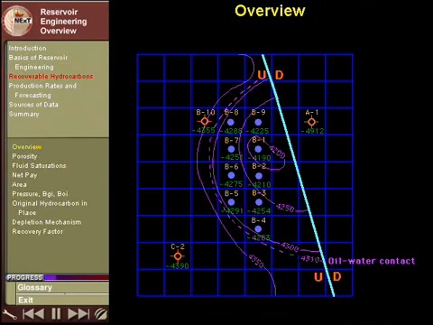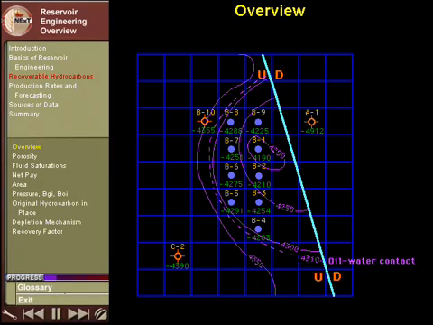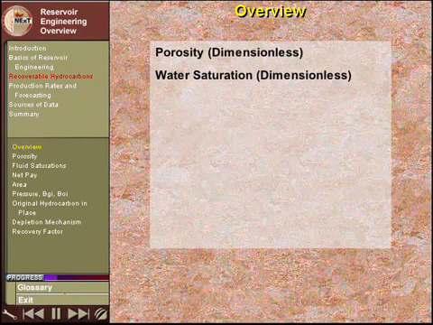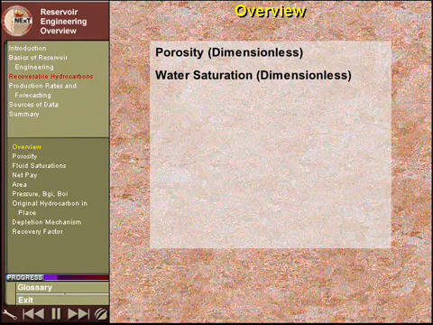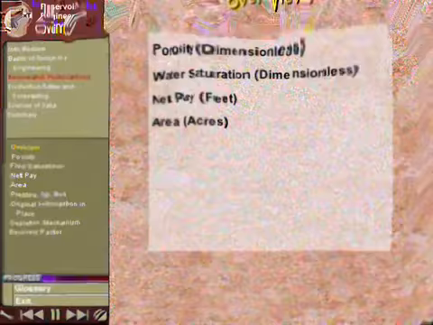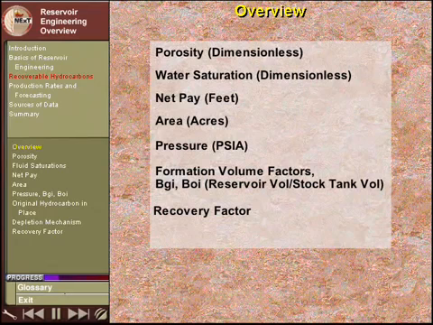As part of creating an overall development plan for a field, recoverable oil and/or gas reserves must be estimated in each reservoir. The data that are used in the estimation of reserves by using the volumetric method are the following: porosity, water saturation, net pay, area, pressure, BGI, BOI, recovery factor.